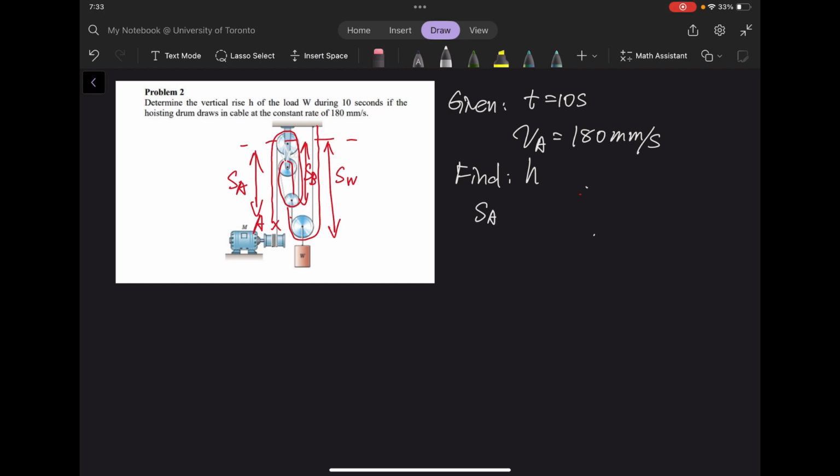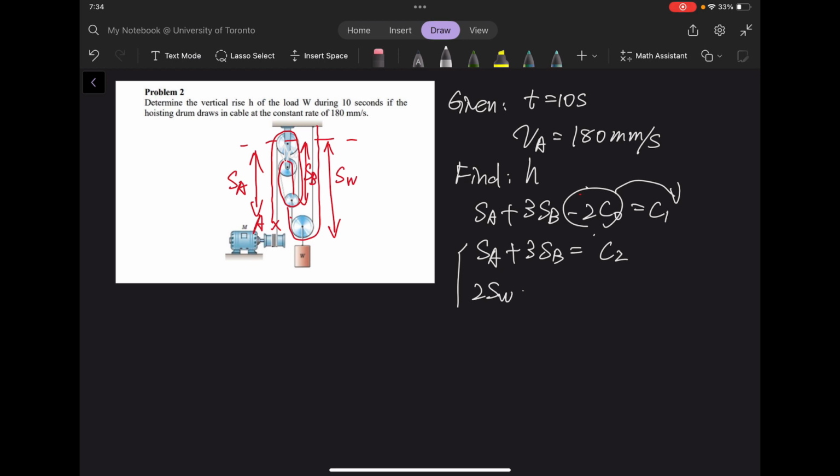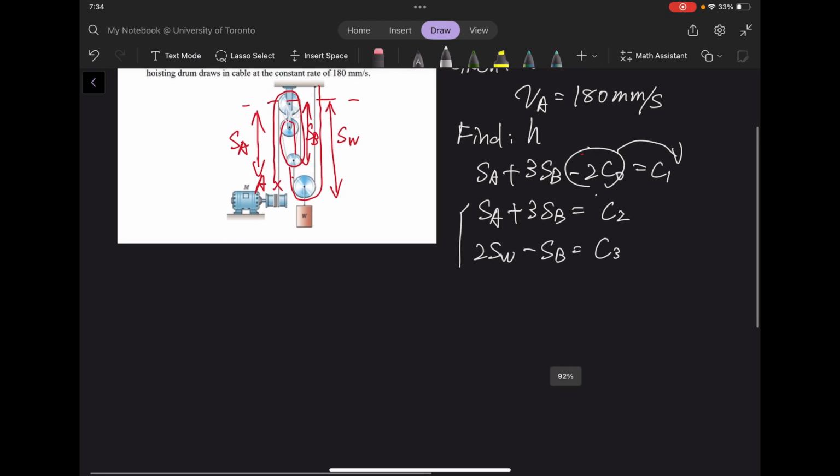The first cable, SA plus 3SB minus 2C0 is equal to a constant. We call it C1. We can put it to the right, equal to C1. We have the second cable, 2 SW minus SB is equal to constant C2.